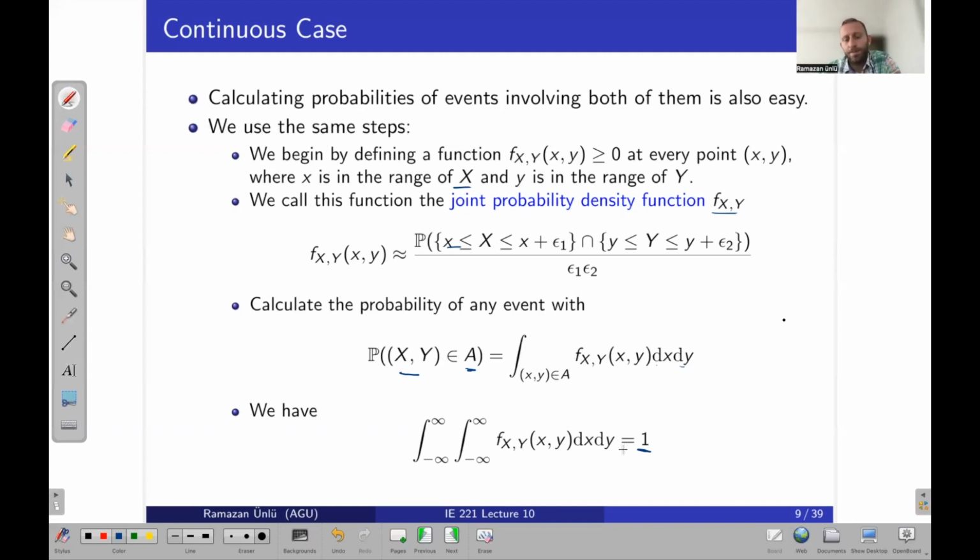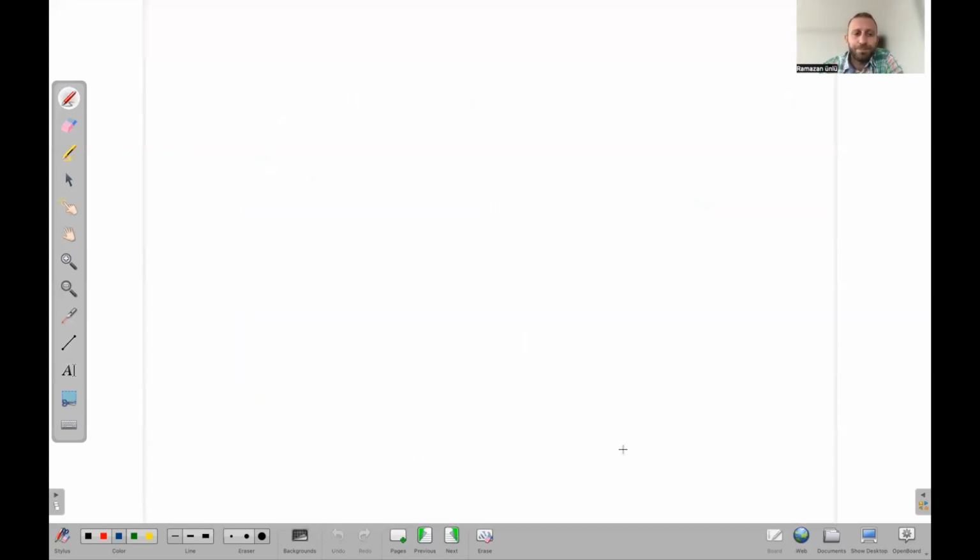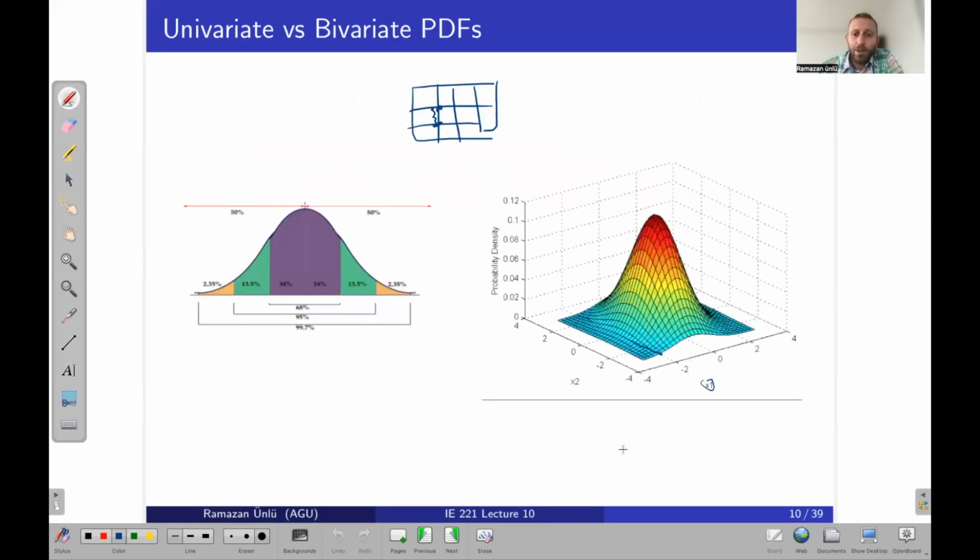Or yeah, area or volume will be the same. If we have two random variables, we will have two dimensions, so that will be area. If we have 3 random variables, that will be the volume, okay? So try to understand the logic behind this idea.